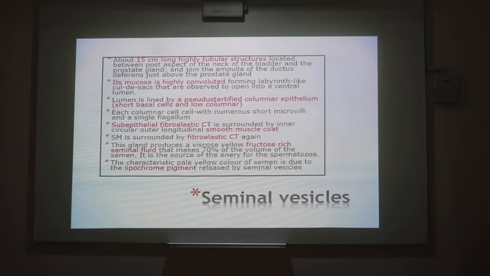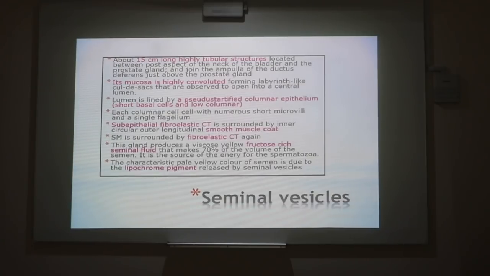And so it is the major source of nutrition to these sperms, because it is going to provide fructose-rich fluid which is yellow in color, and it is yellow because it has a pigment in it which is called the lipochrome pigment, and that gives the yellowish coloration to the seminal vesicle fluid.